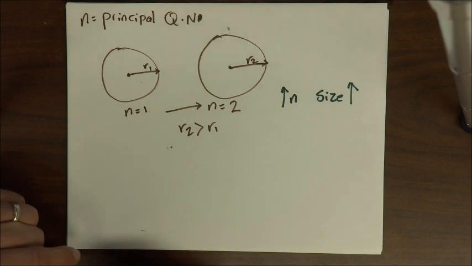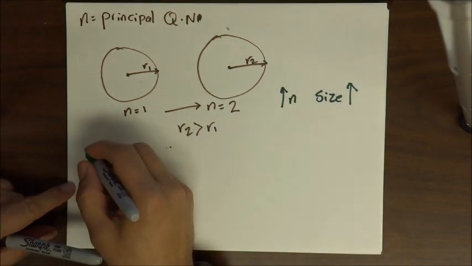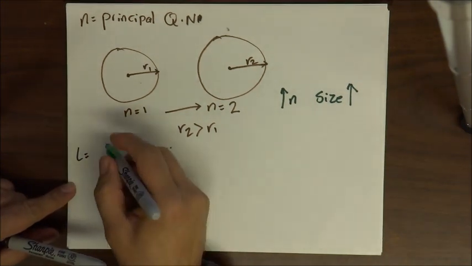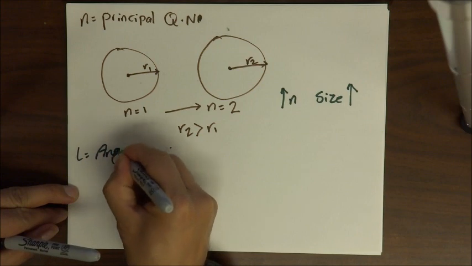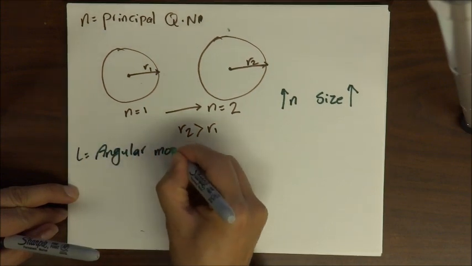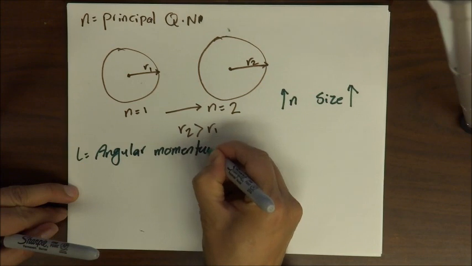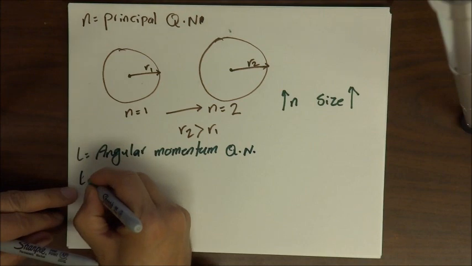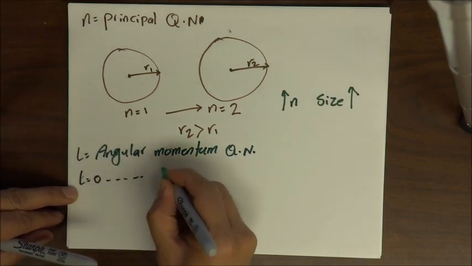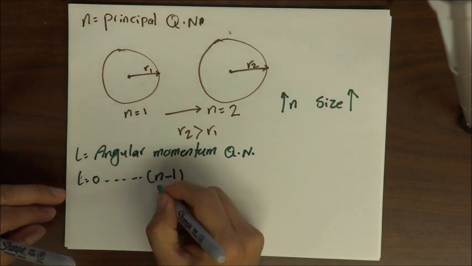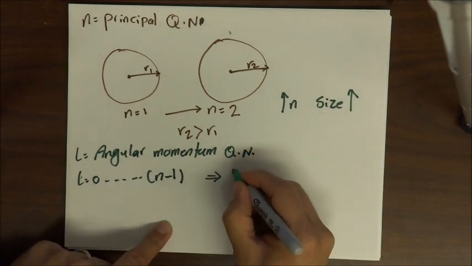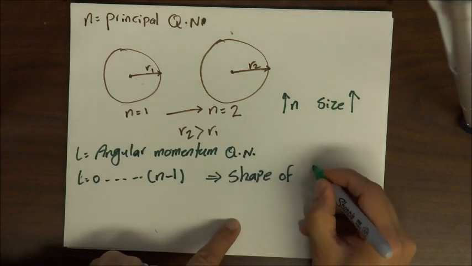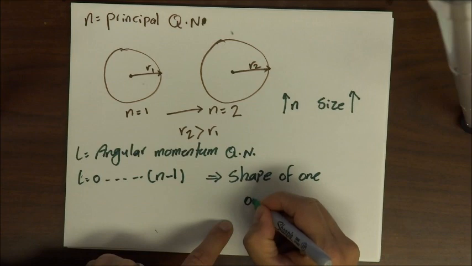The second quantum number that we use for any orbital is the angular momentum quantum number, or L. L is equal to 0 to n minus 1. L will tell you the shape of one orbital.